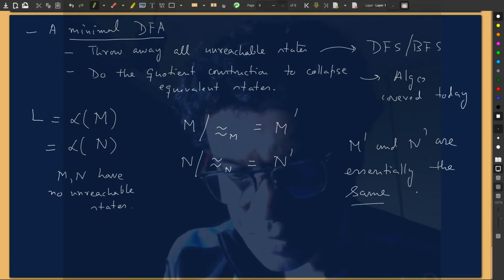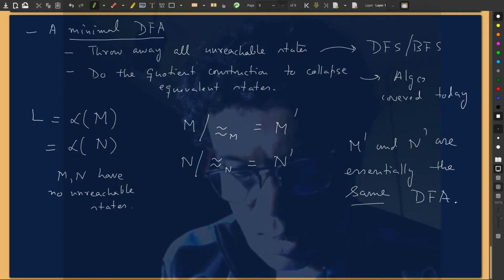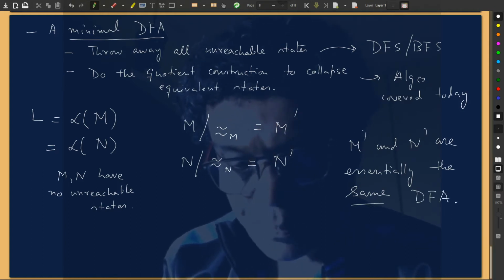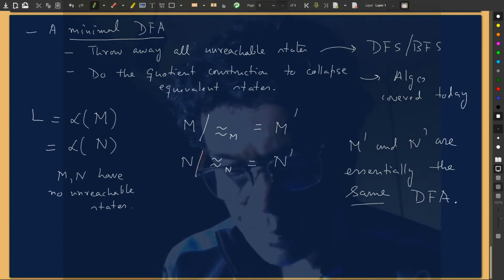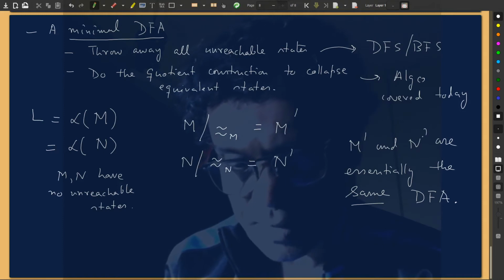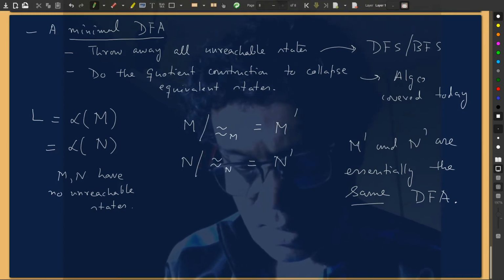What is meant by same? If we just name the states of M prime in a suitable manner by using the names of the states of N prime, this will exactly be the same machine. Okay, M prime and N prime will be the same machine.